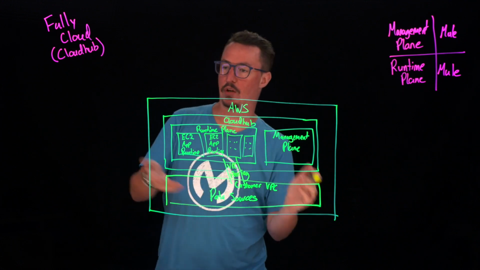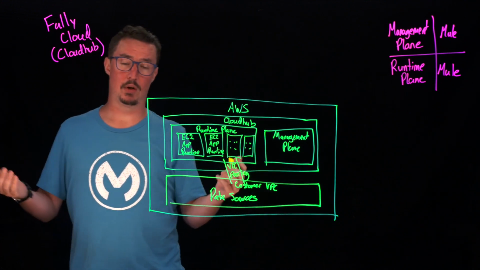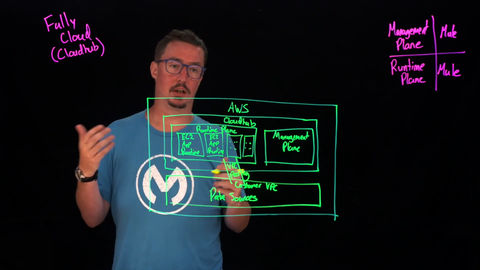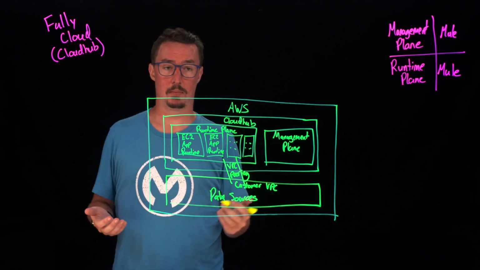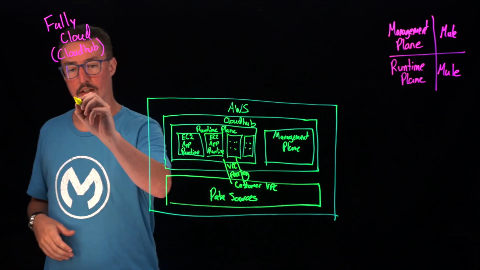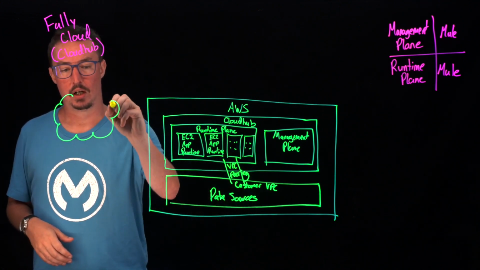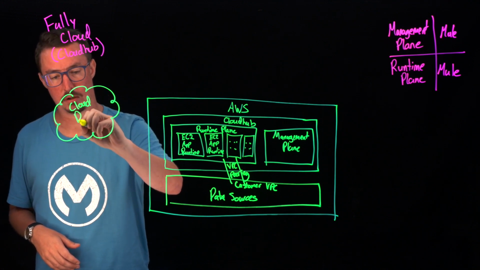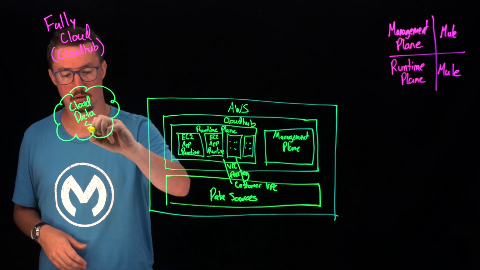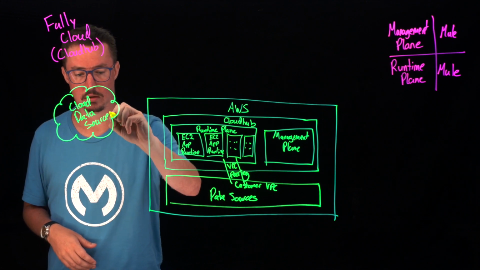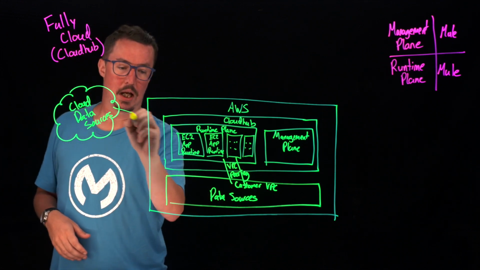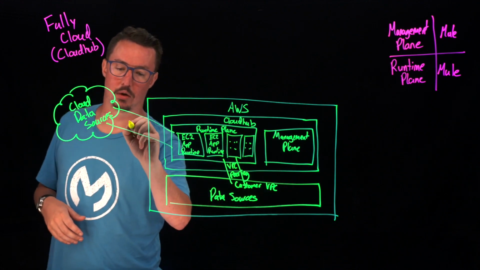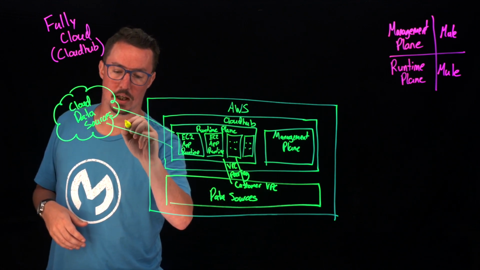Also, you might have other data sources out in the cloud. Maybe you have something hosted in Azure, or maybe you're connecting up to Workday or some other type of system. In this case, we're going to have cloud data sources, which you can either connect directly via an HTTP listener, or you can connect up with a VPN tunnel.